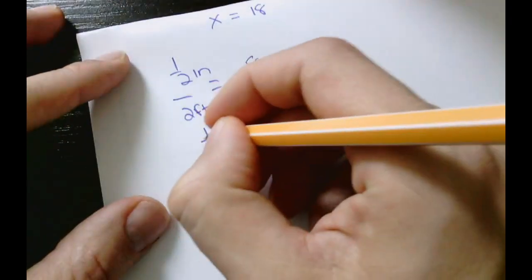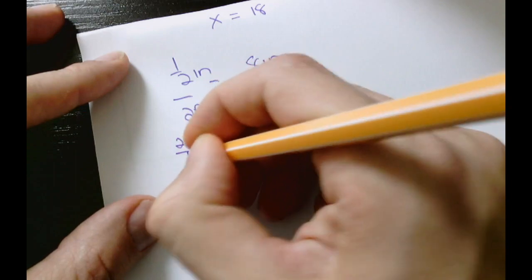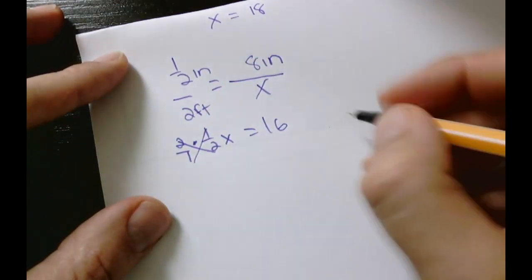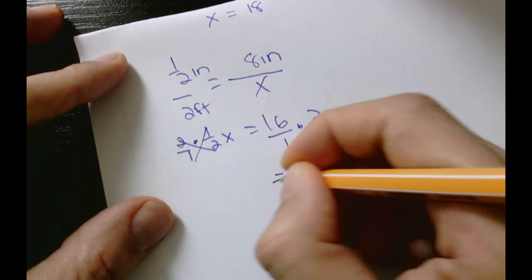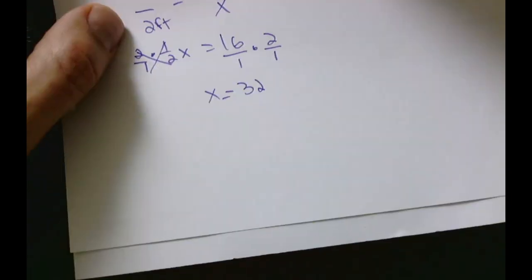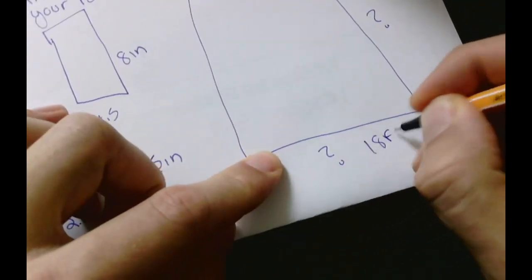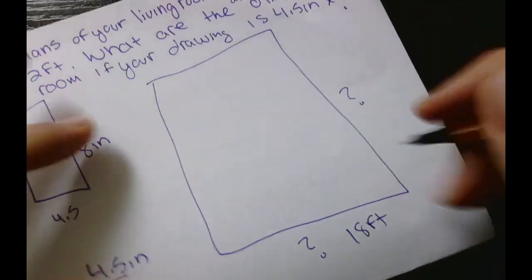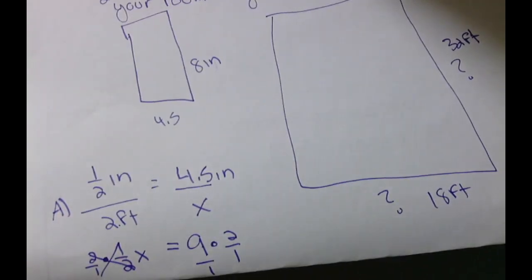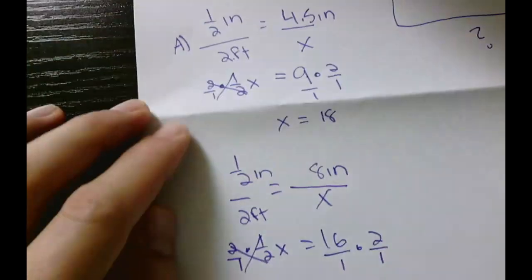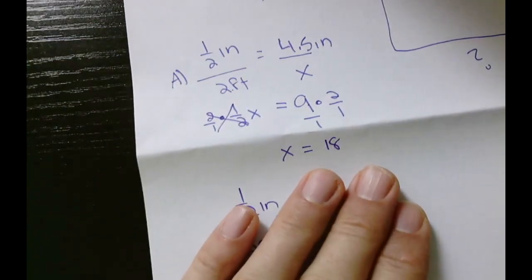So we're dividing here, so we'll do keep, change, flip. Whatever you do to one side, you do the other side. So you get 32 is equal to x. Our 2 dimensions for an actual size of our living room is we have 18 here and we have 32 here. There we go. And just to give you an idea of what the proportions look like, here's the first one again, and then here was the second one.